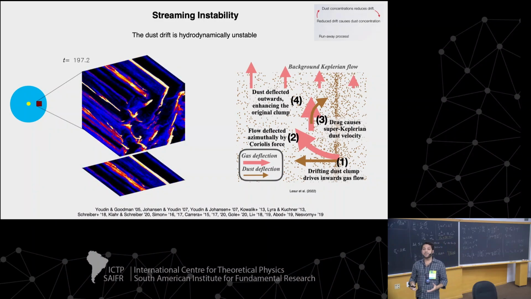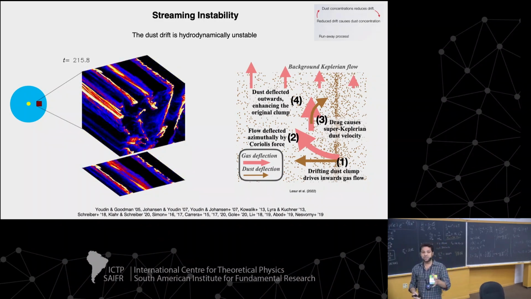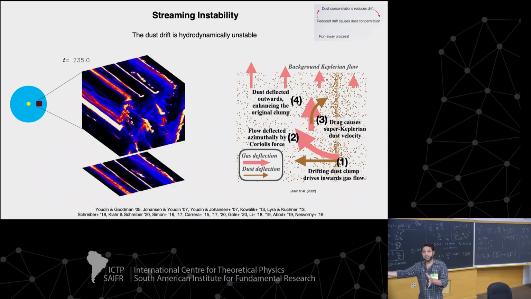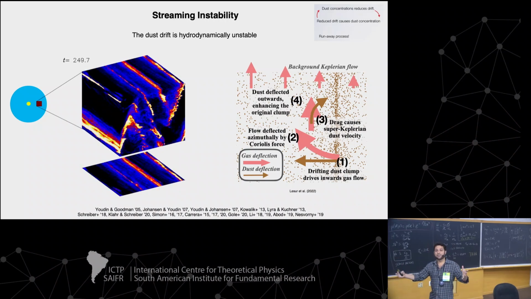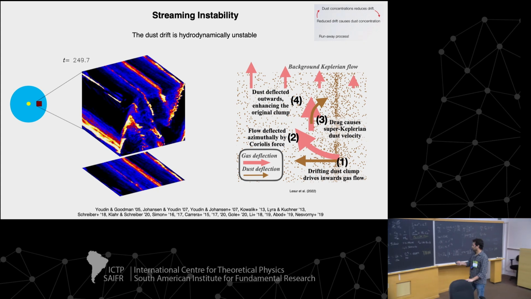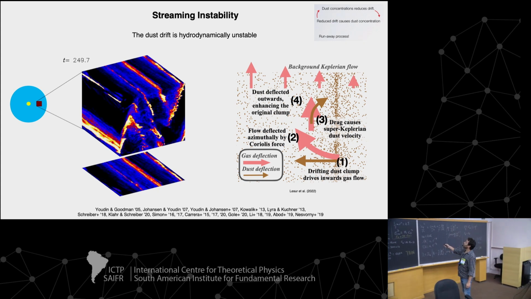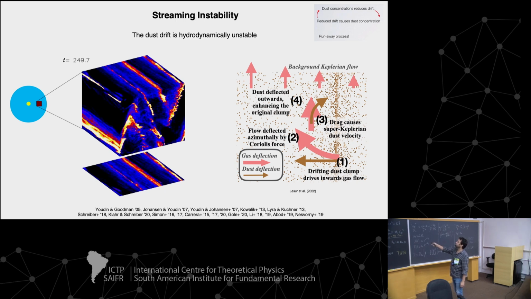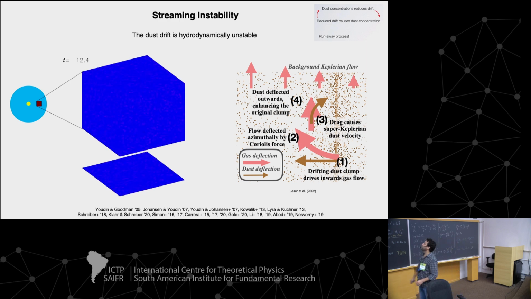You're building these clumps. These clumps slow down. They stop traffic for everybody. And then you have a massive jam. So this is what the streaming instability is doing here. You have a drifting dust clump here, right? It moves inwards. It's being picked by the Coriolis force. Because it's being picked by the Coriolis force, now it's going to feel a tailwind. It's going to move outwards, and then it's going to capture the dust grains that are drifting inwards.